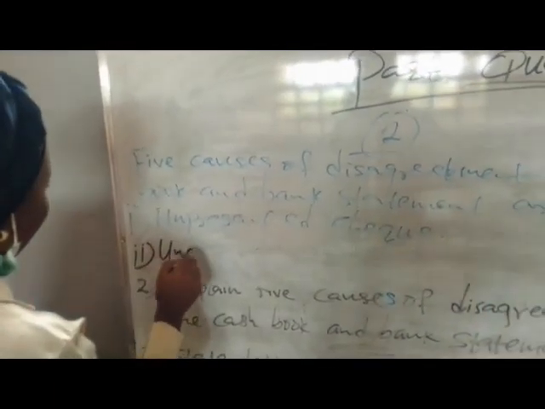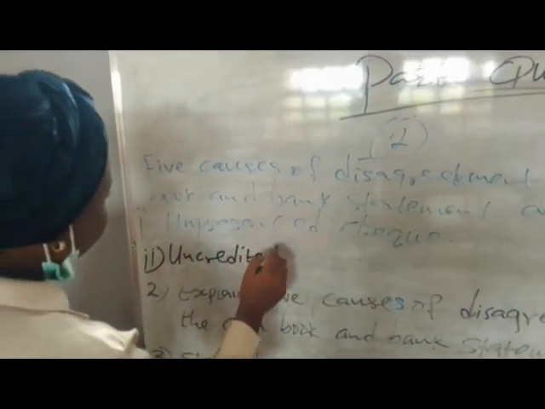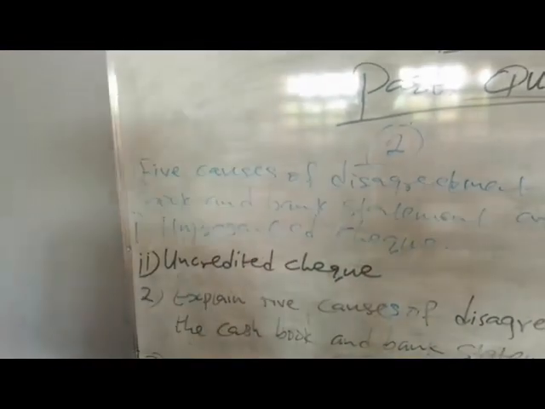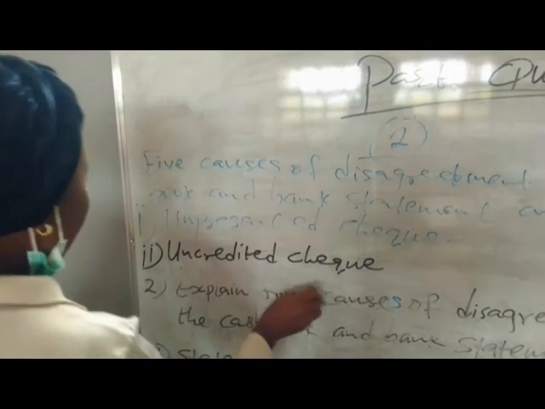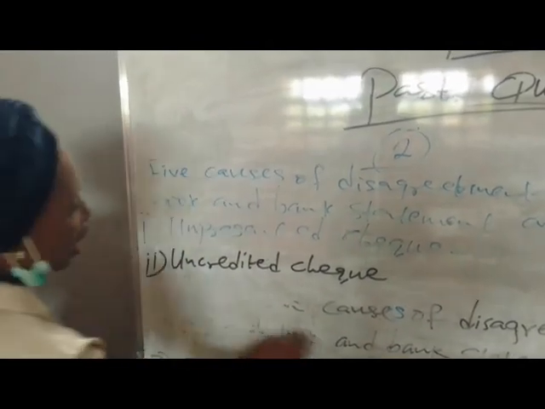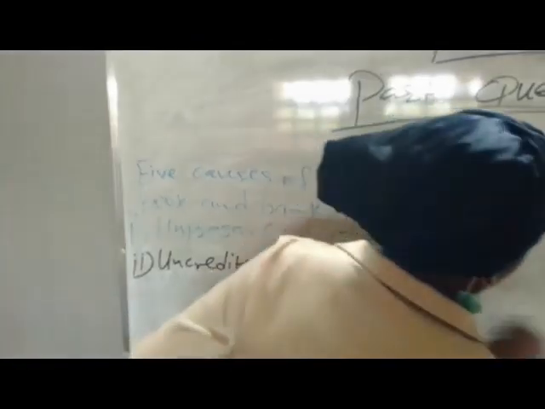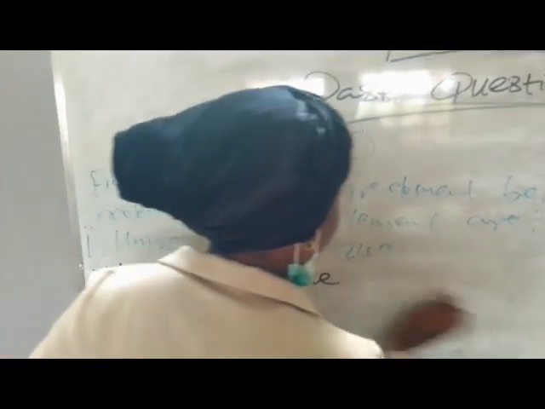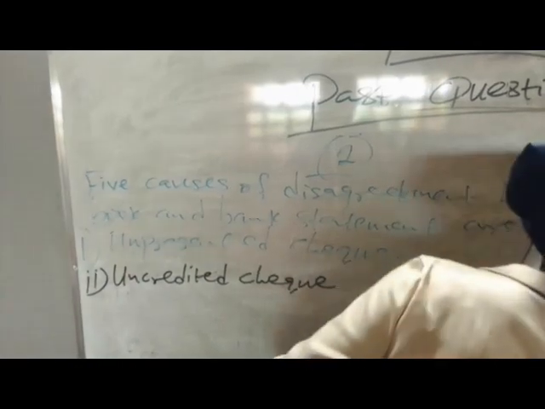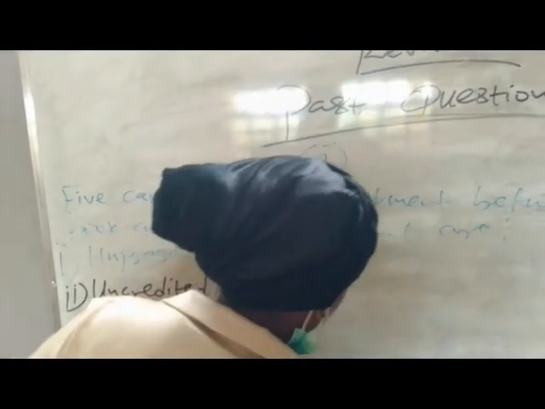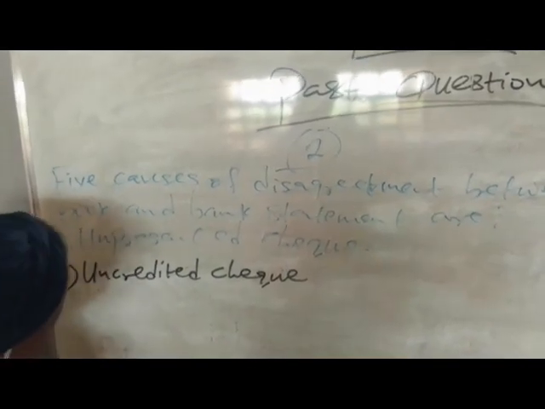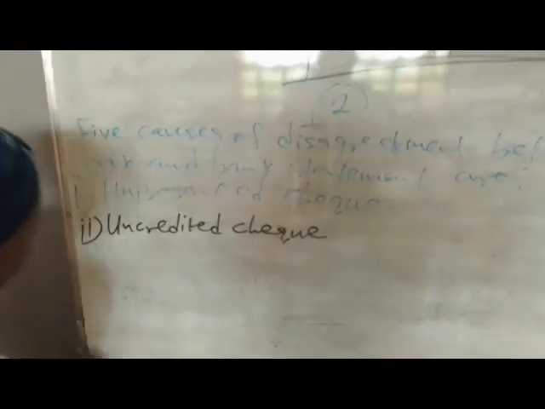Uncredited check. An uncredited check is one of the causes of discrepancy between the cash book and the bank statement. An uncredited check is a check presented to the bank, or deposited into the bank, but the bank did not credit the check, or did not recognize the check.